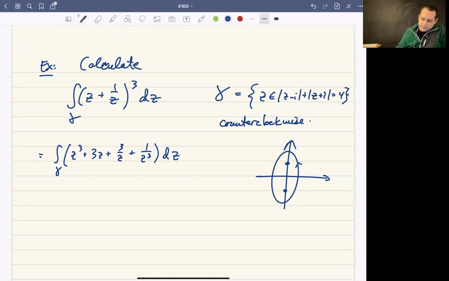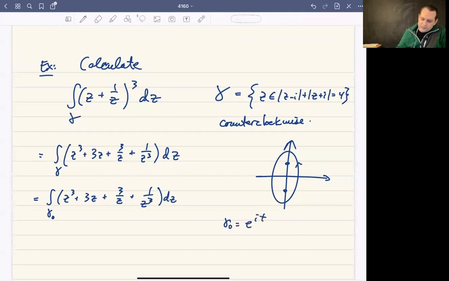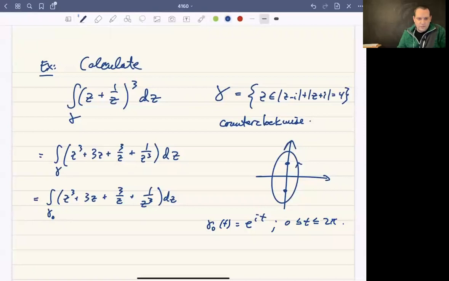And so let's write this as the integral over gamma naught of z cubed plus 3z plus 3 over z plus 1 over z cubed dz, where gamma naught of t is e to the it. So gamma naught is the unit circle traversed counterclockwise, e to the it, where t goes between 0 and 2 pi. And what we could do is plug everything in and evaluate, but that's kind of a pain.